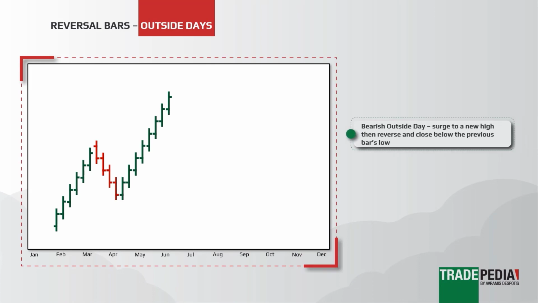A bearish outside day occurs at the market top and is recognized with prices surging to new highs, usually significantly higher than the previous trading day, only to reverse lower and close below the previous bar's low.